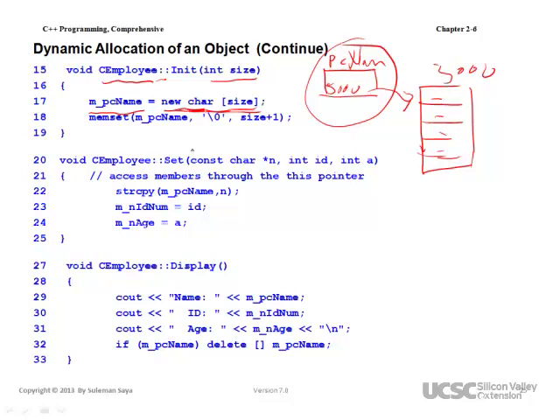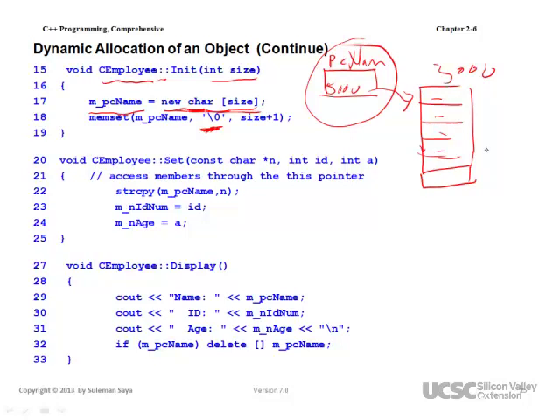And then at line number 18, all I'm doing is initializing this array with the null character, making sure that every element of the array is a null character. But look at the size plus 1. That means whatever the size is, we are going one extra.